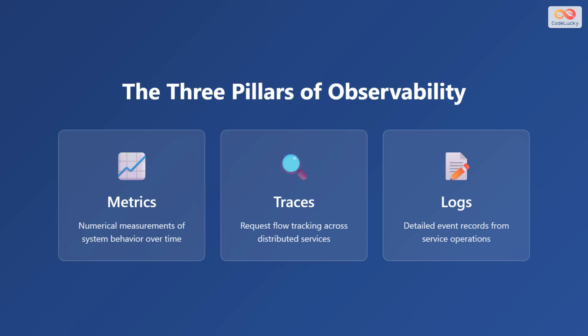Observability in distributed systems relies on 3 fundamental pillars. First, we have metrics, which are numerical measurements of system behavior over time. Metrics help you understand trends, detect anomalies, and measure performance indicators like request rates and latencies. Second, traces provide visibility into request flow tracking across distributed services. They help you understand how a single request travels through multiple microservices and where bottlenecks occur.